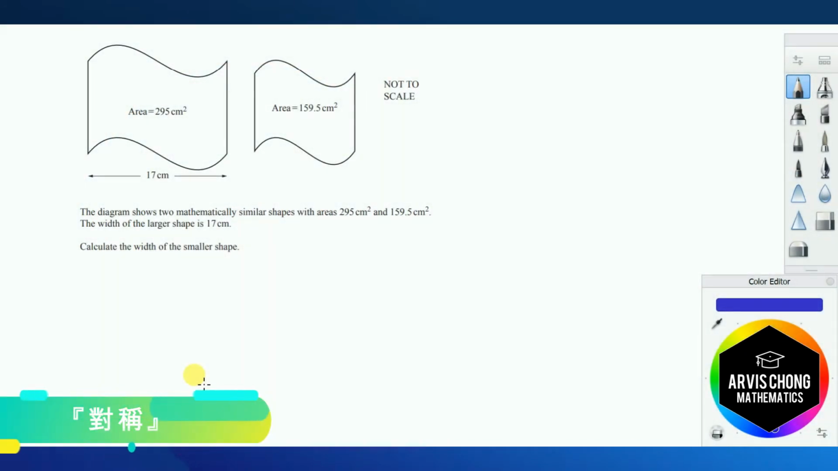Okay, so let's look at the first question here. The question gives us two shapes. The larger shape has an area of 295 centimeters square. Meanwhile, the smaller shape has an area of 159.5 centimeters square. And the width of the larger shape is 17 centimeters. The question asks us to calculate the width of the smaller shape.